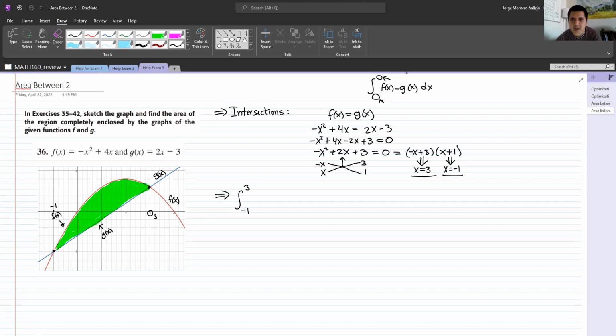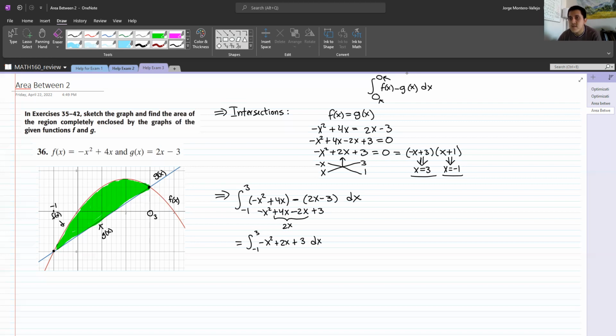And then it's f of x minus g of x. f of x is minus x squared plus 4x, and then minus g of x, which is 2x minus 3. And then, of course, don't forget to write dx. What do we get here? Minus x squared plus 4x. Let's get rid of parentheses, minus 2x, and then plus 3. These two give you 2x, right? So then your integrand is minus x squared plus 2x plus 3 dx.